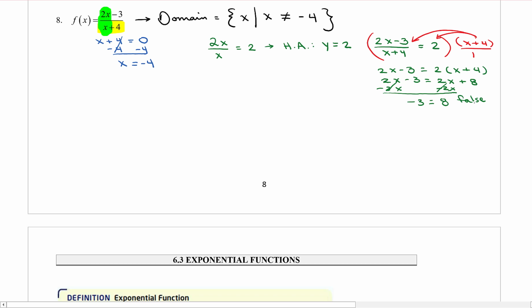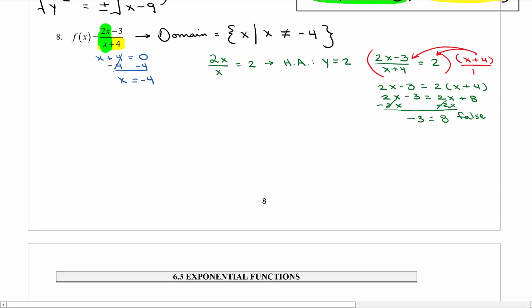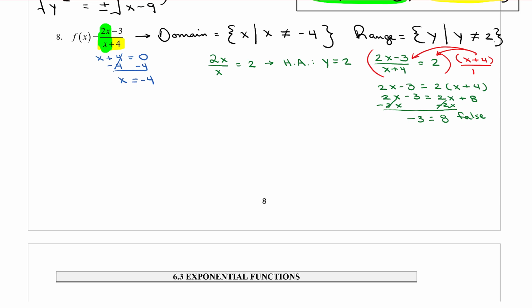What does that mean? That means that the function does not intersect the horizontal asymptote. Therefore, my range is going to be the set of all y such that y cannot equal 2. I can tell by looking at the function, there's nothing else going on, like there are no common factors, so there's not going to be any holes or anything like that. And yeah, so we're good here.